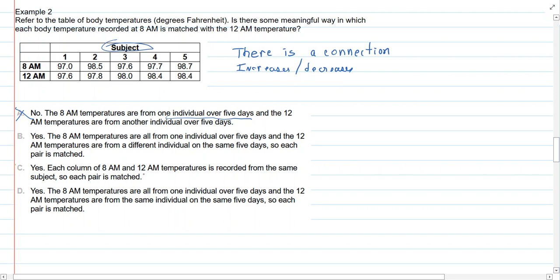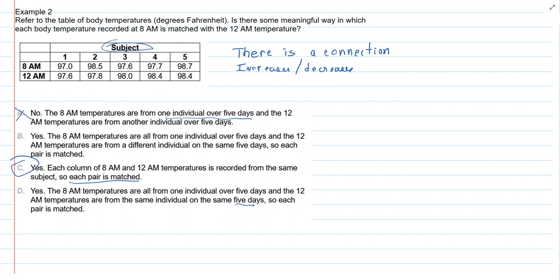Yes, each column of 8 a.m. and 12 a.m. temperatures is recorded from the same subject, so each pair is matched. That's another one that's iffy. Yes, the 8 a.m. temperatures are all from one individual over 5 days, and the 12 a.m. temperatures are from the same individual. That one looks a bit better. And this one, but on the same 5 days, let's see, what does this one say? Temperature is recorded from the same subject, so each pair is matched. It's that one. All right, that was tricky because we said the subject and what happens with the subject.